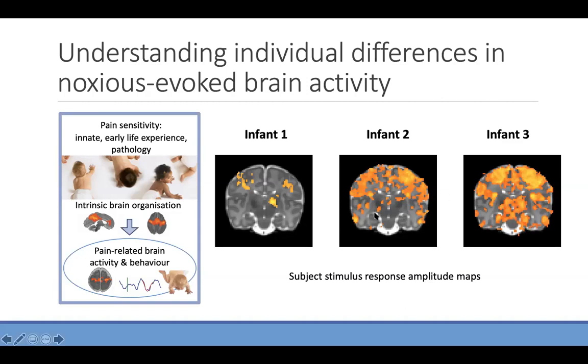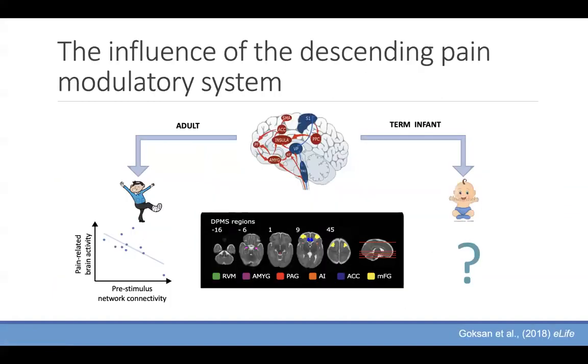And this is just an example of 3 infants from the study where the same stimulus has been applied to them, but clearly they have very different amplitude maps. So one of the first studies we wanted to do to see if we could explain this was to look at the influence of the descending pain modulatory system.